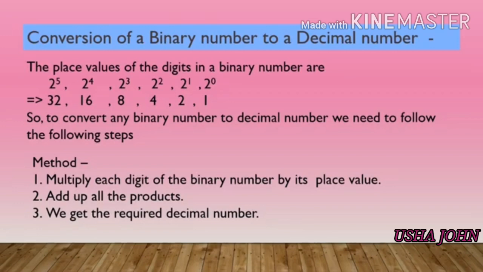So to convert any binary number to decimal number, we need to follow these steps. The place values are 1, 2, 4, 8, 16, 32, like that. We multiply the binary digit by its place value. We multiply the digit with the place value. Add up all the products and we get the decimal number from the binary digits. Let's see one example. Listen to how we convert using the place values.